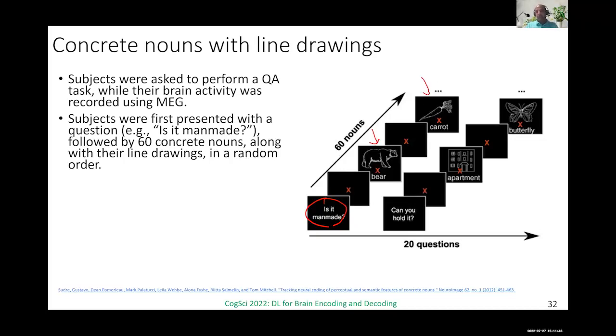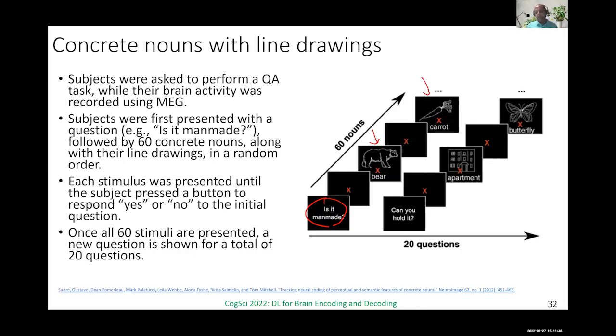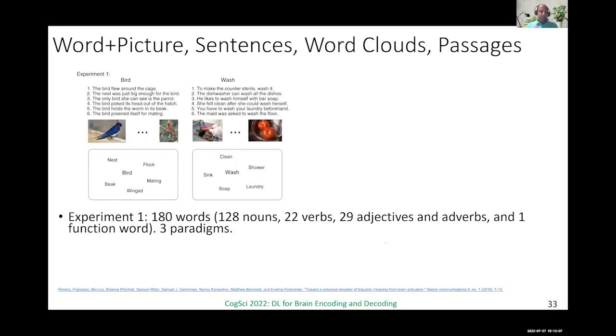For example, a bear or a carrot and so on, with some time gaps in between. The subjects were supposed to press a button to indicate yes or no for each of those images. Once all the 60 nouns are done, they are shown another question and so on, continuing for 20 different questions. This is a popular Pereira data set from 2018.